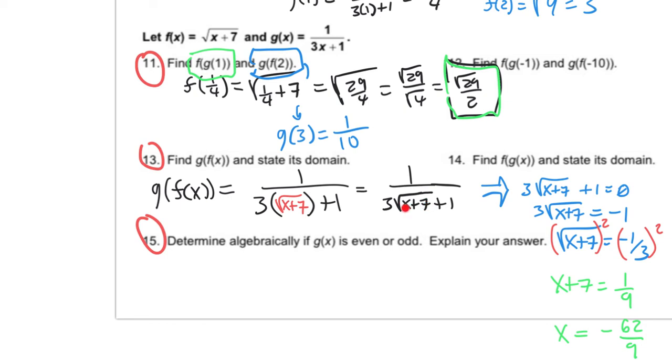So -62 over 9 plus 63 over 9 would be 1 over 9. So it would be the square root of 1 over 9. Now, the square root of 1 over 9 is 1/3, right? So that would be 3 times 1/3, which is 1, and it would be 1 plus 1. So that actually would not equal 0, because this would turn out to be positive. That's kind of one way of thinking about it.